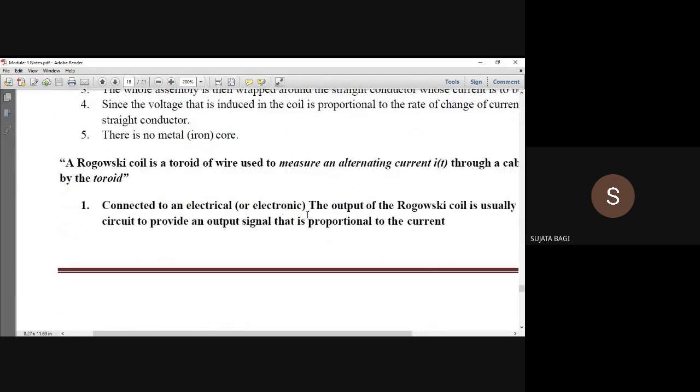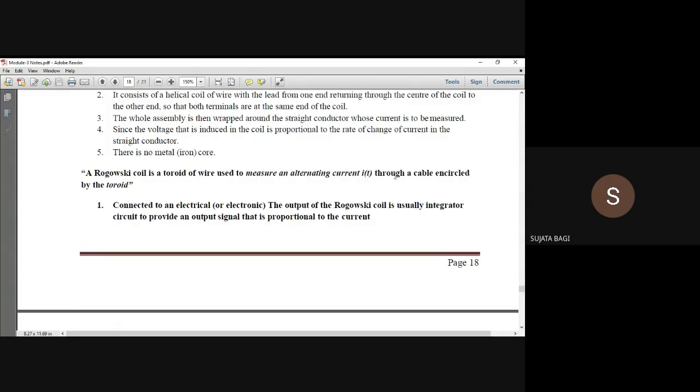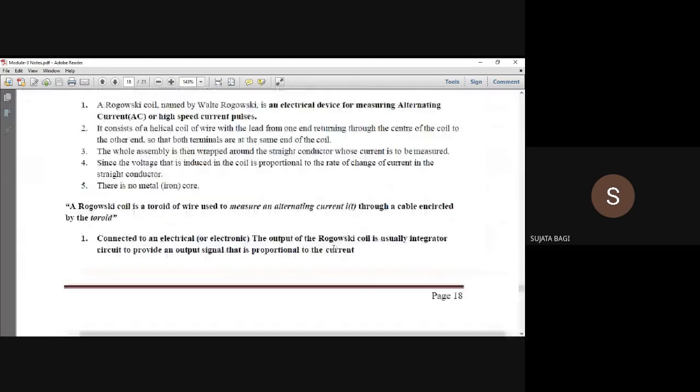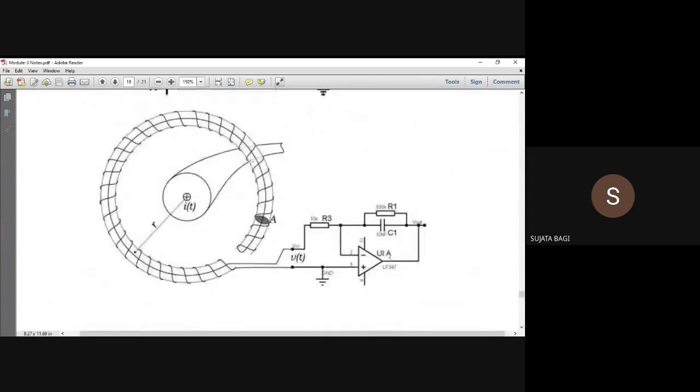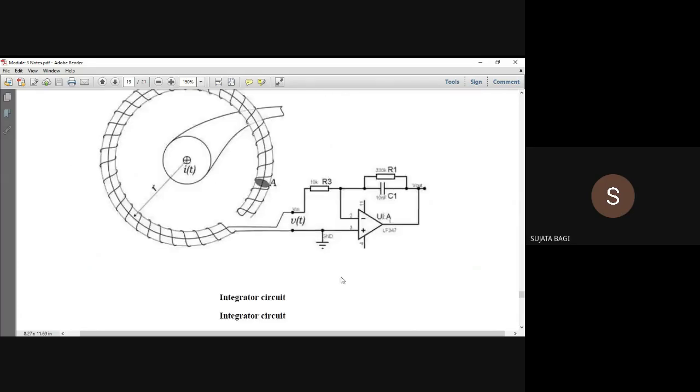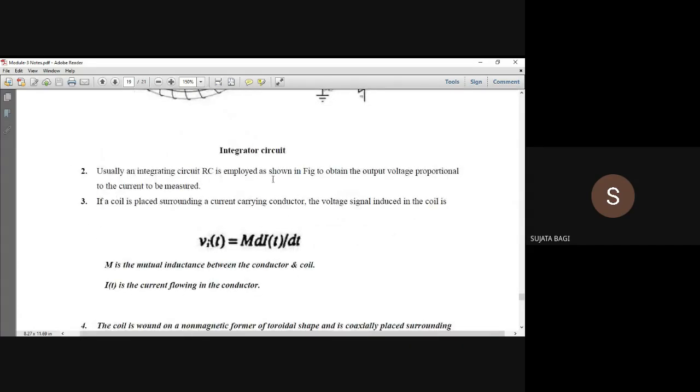The same explanation we can see here. This is connected to electrical or electronic circuitry. This is a wire used to measure alternating current through a cable encircled by the toroid. The output of the Rogowski coil usually goes to an integrator circuit to provide an output signal that is proportional to current. No need to draw this in the exam, but this is a 3D view: a conductor passing through the Rogowski coil, connected to the integrator circuit. Usually an integrator RC circuit is employed to obtain an output voltage proportional to the current to be measured. If the coil is placed surrounding a current-carrying conductor, a voltage signal is induced in the coil.